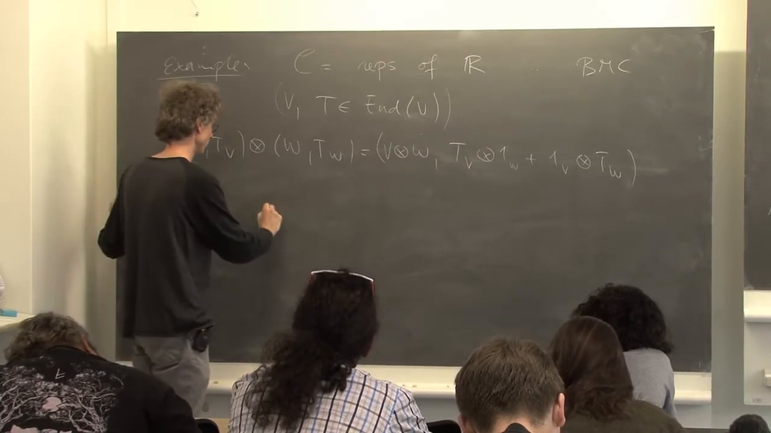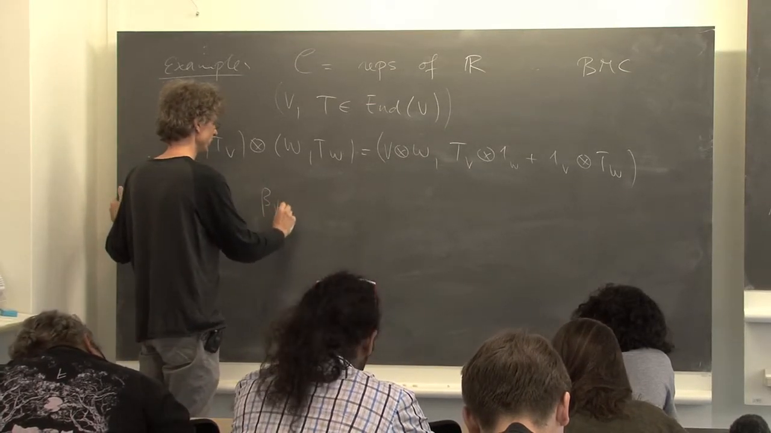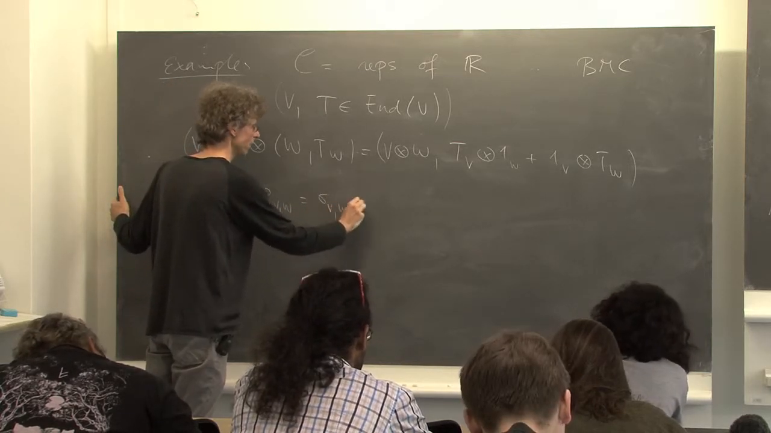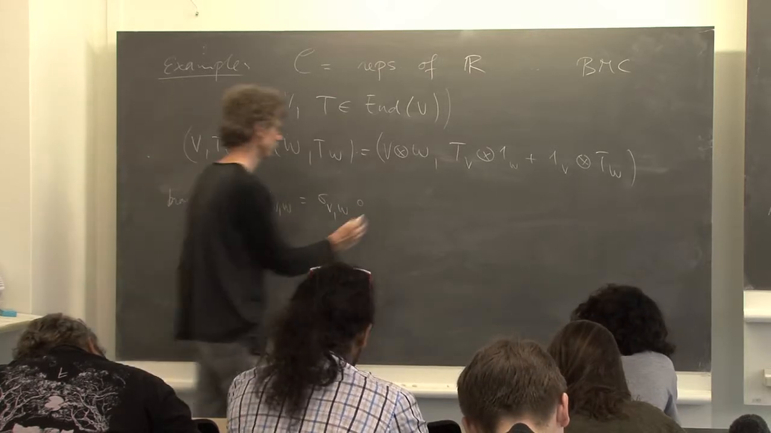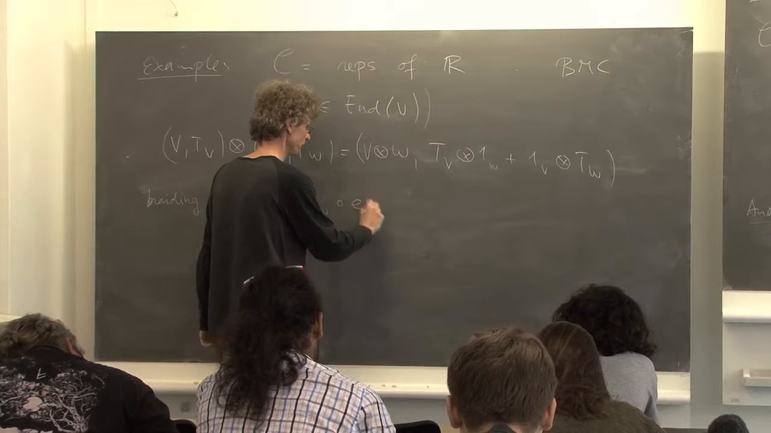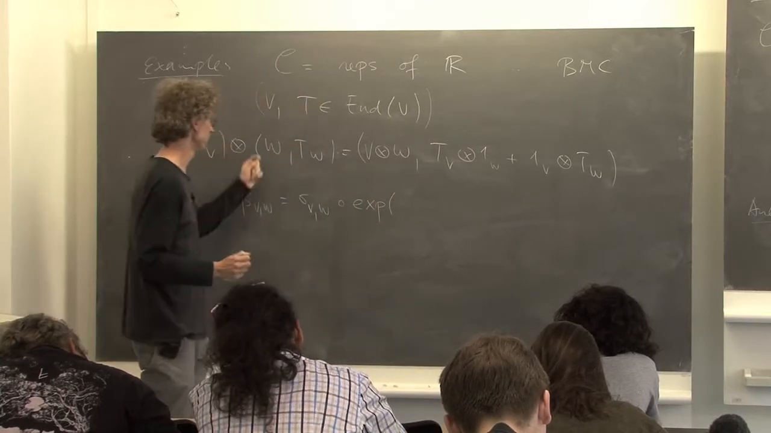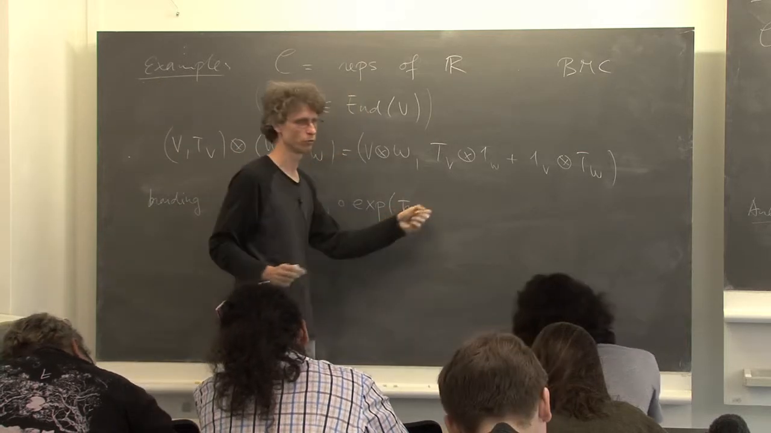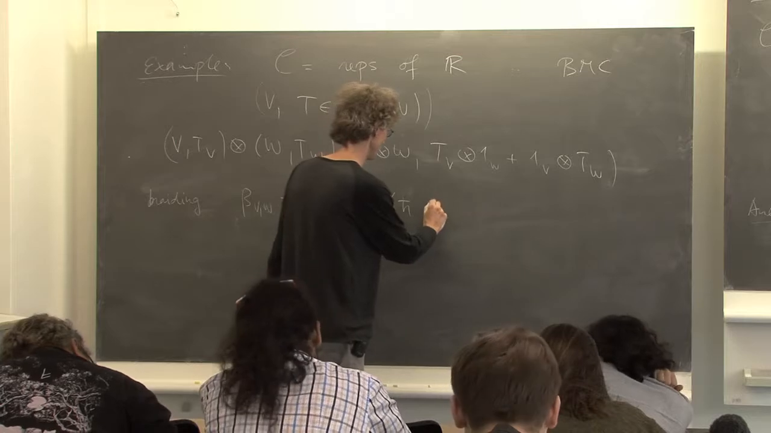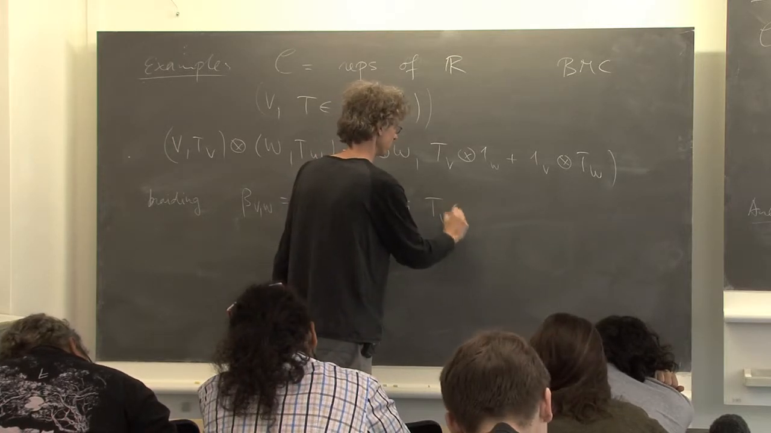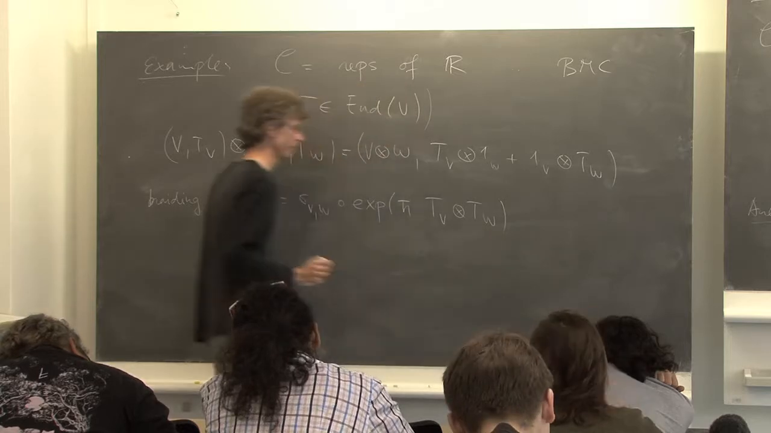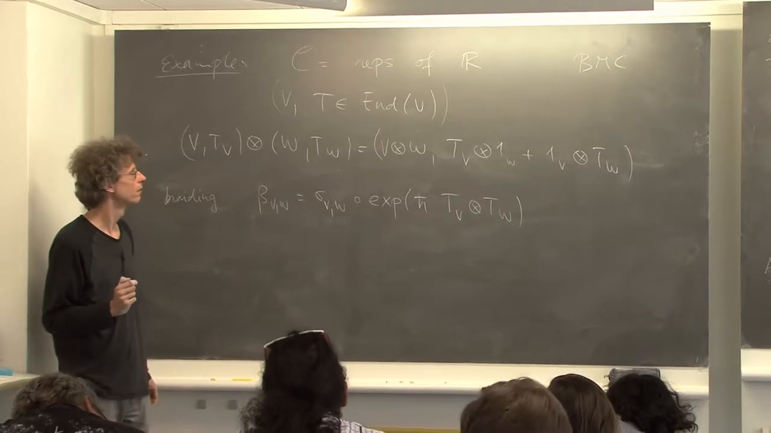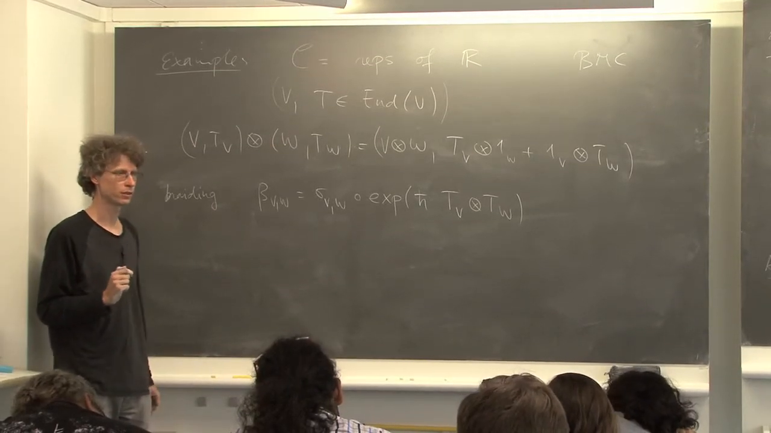The braiding is what is beta dw. That's just the symmetry. You just exchange those things. But then recompose it with exponential. And since now my vector spaces are not necessarily finite dimensional, I put here this h bar to make it convergent, formally convergent. And dv tensor dw.